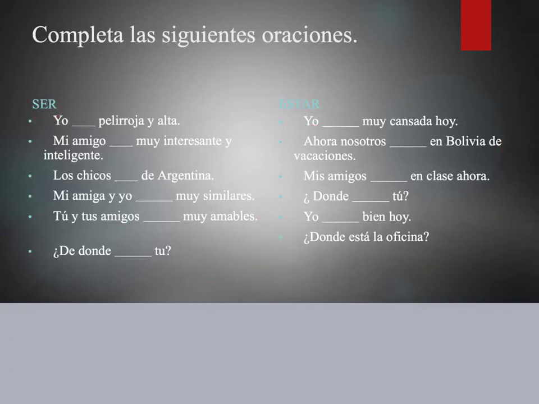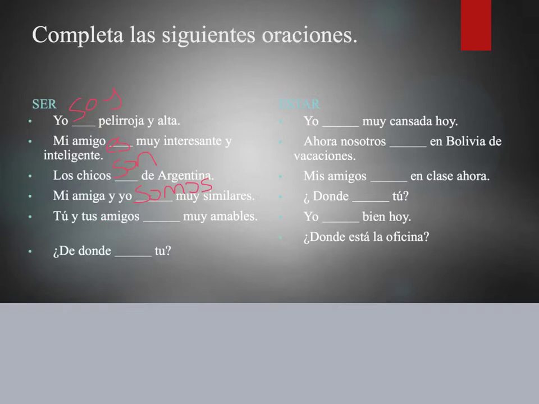Okay, excelente. Vamos a repasar. Número 1, yo soy pelirroja y alta. Número 2, mi amigo es muy interesante. Número 3, los chicos son de Argentina. Número 4, mi amigo y yo somos muy similares.